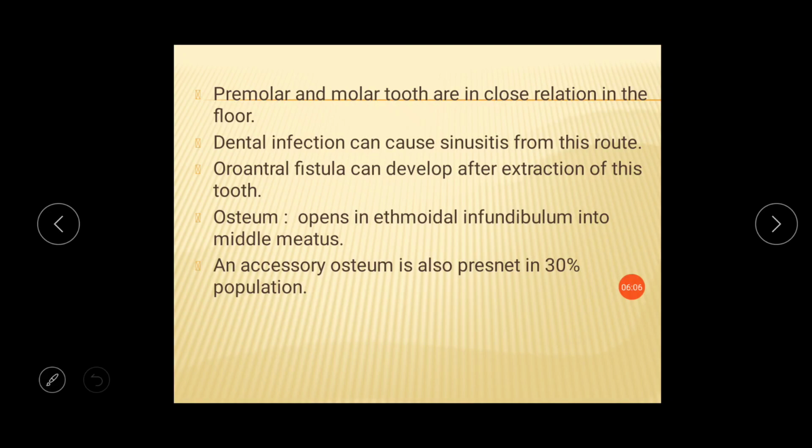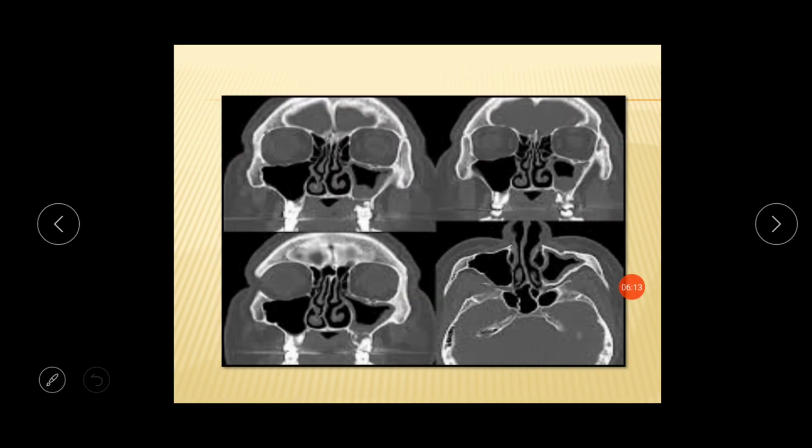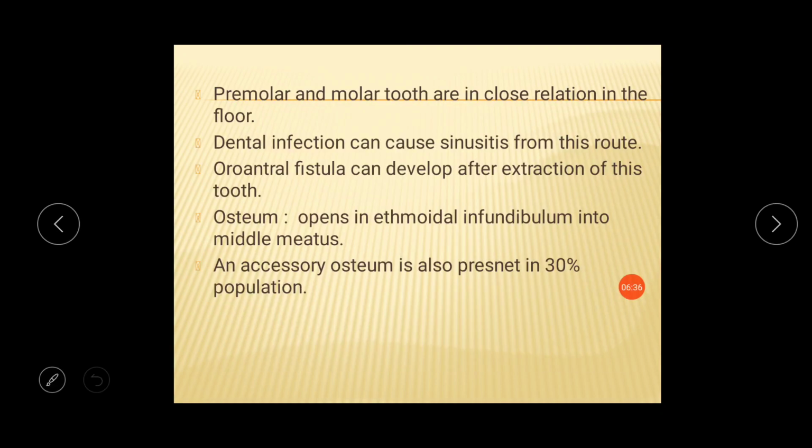Premolar and molar teeth are in close relation to the floor, and dental infection can cause sinusitis by this route. Here you can see that molar teeth are in close relation to the floor of the maxillary sinus. So whenever infection is present in premolar or molar teeth, it can spread into the maxillary sinus and can cause maxillary sinusitis. On removal of premolar or molar teeth, there can be formation of oroantral fistula. That is, oroantral fistula is a communication between maxillary sinus and oral cavity that can develop after removal of tooth.